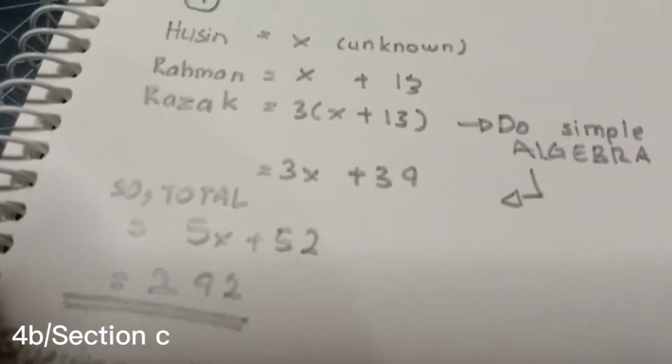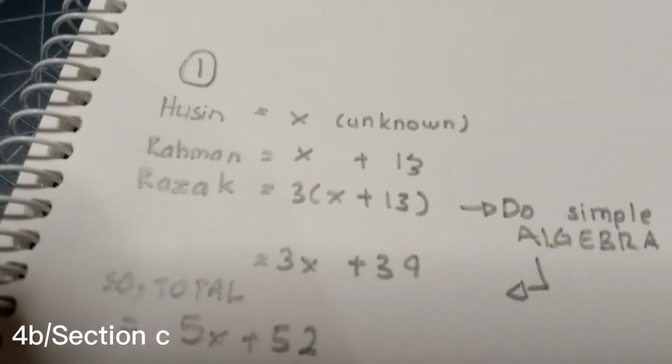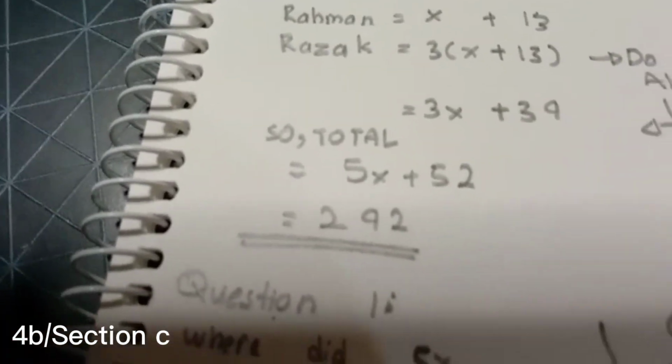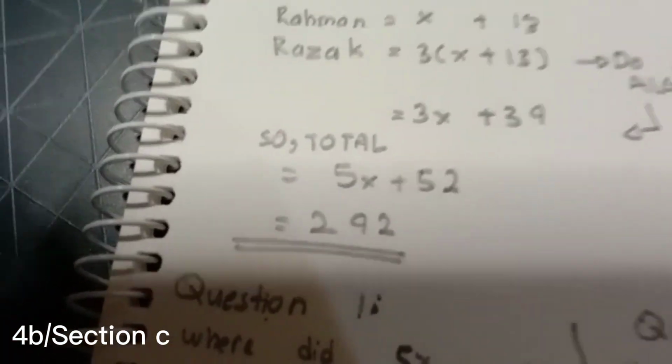Alright, for question 2, where did 52 come from? It's easy and simple: 39 plus 13. Where did 39 come from? Razak's money. And where did 13 come from? Rahman. So we get 52. And then we make sense of where the total comes from, 292.